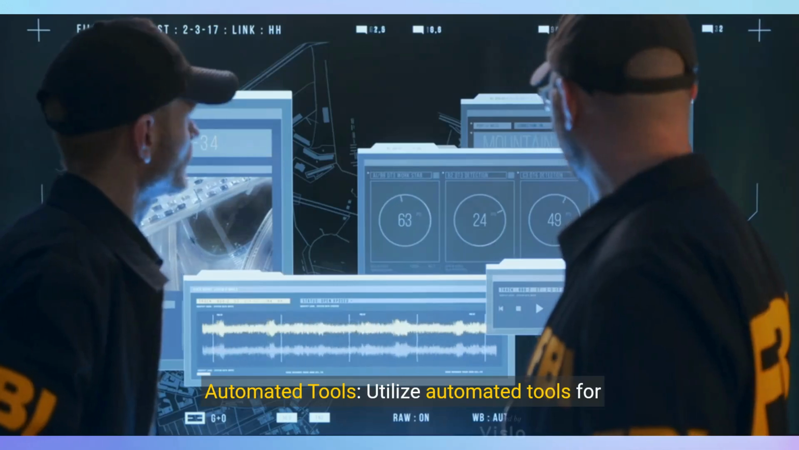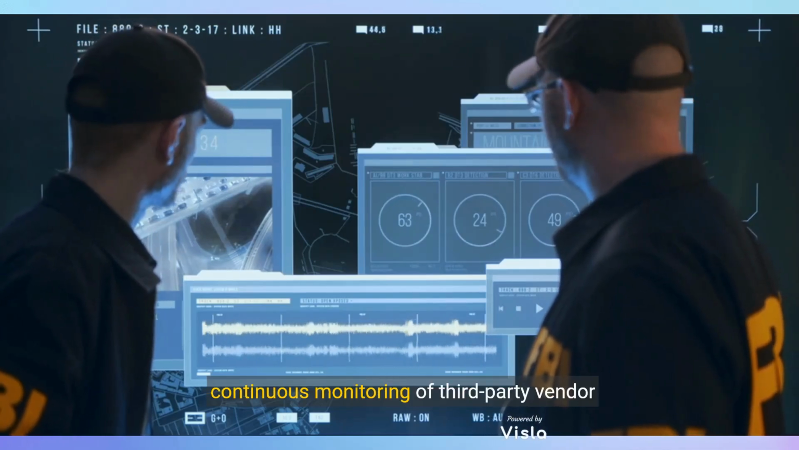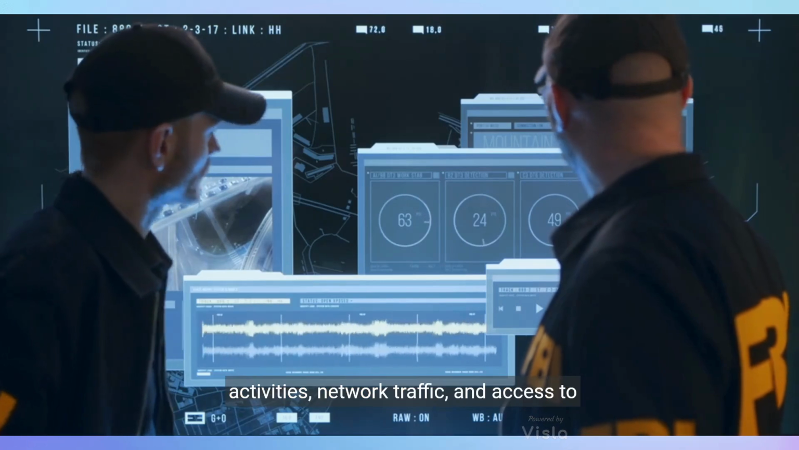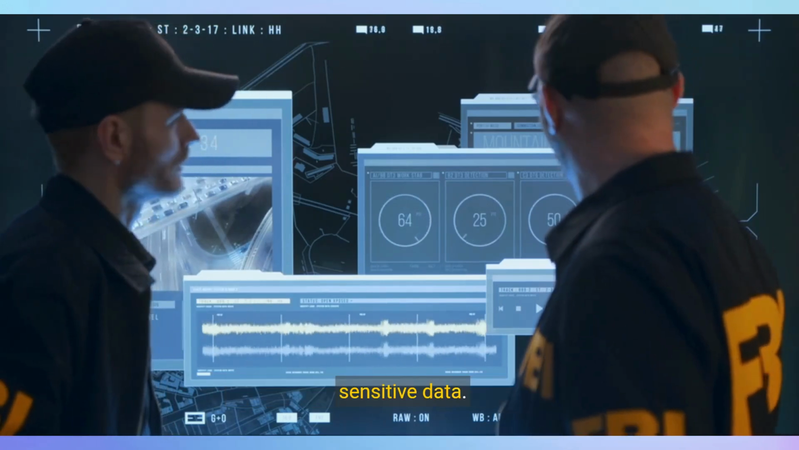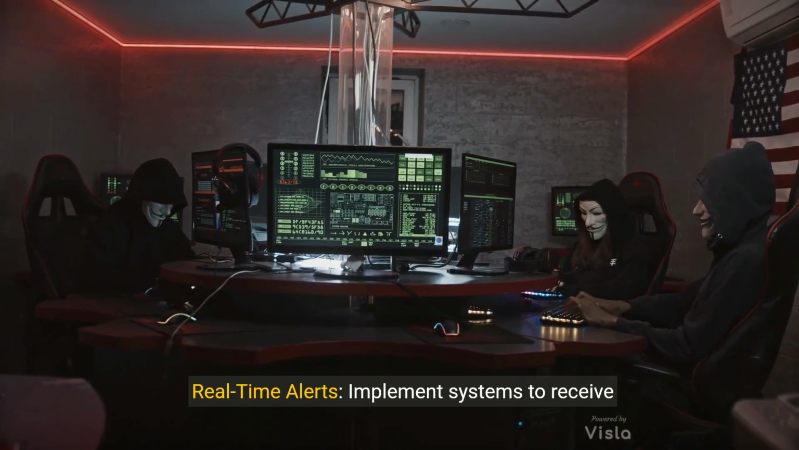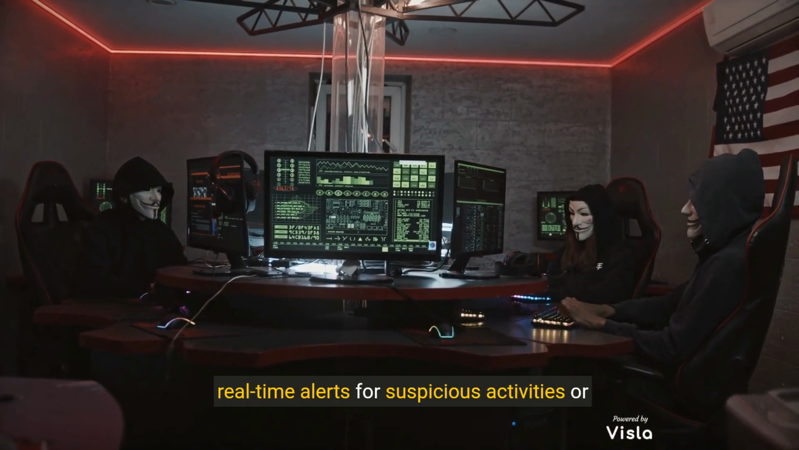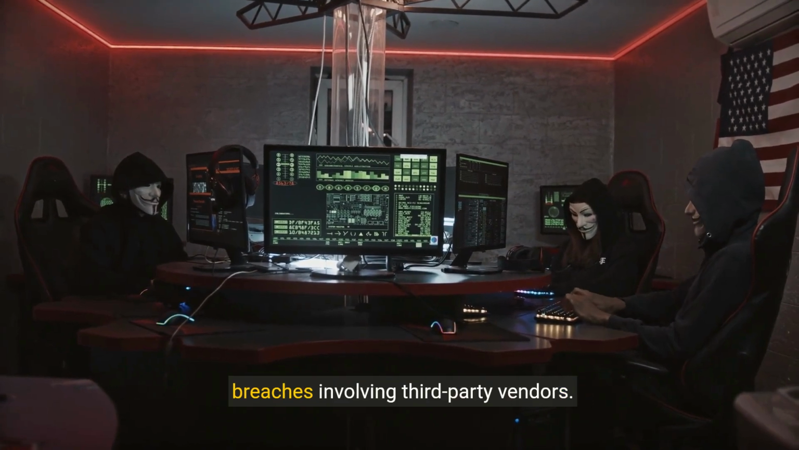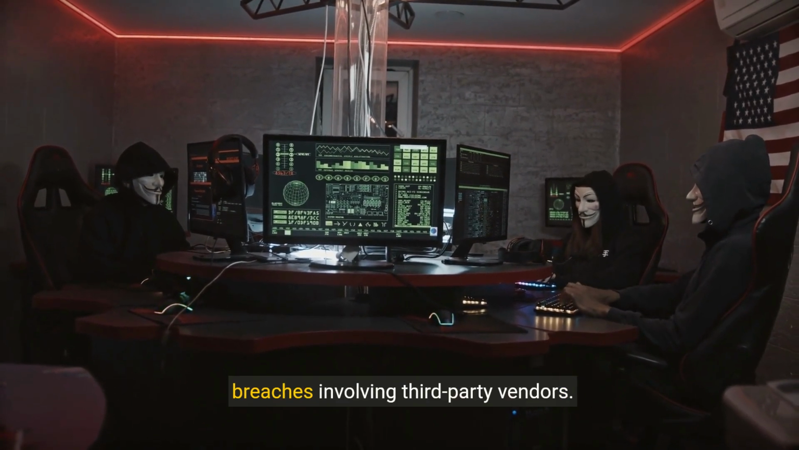Continuous monitoring and assessment. Automated tools. Utilize automated tools for continuous monitoring of third-party vendor activities, network traffic, and access to sensitive data. Real-time alerts. Implement systems to receive real-time alerts for suspicious activities or breaches involving third-party vendors.